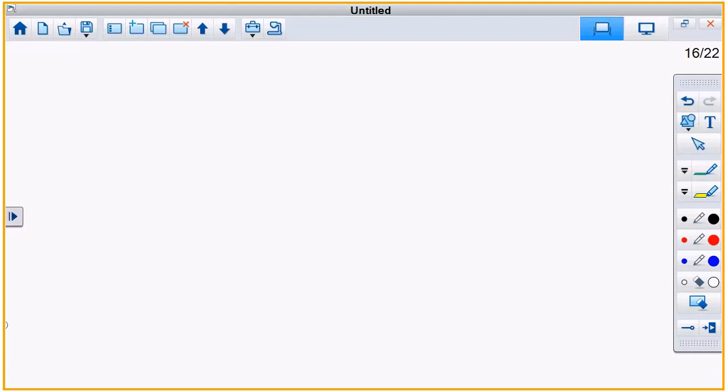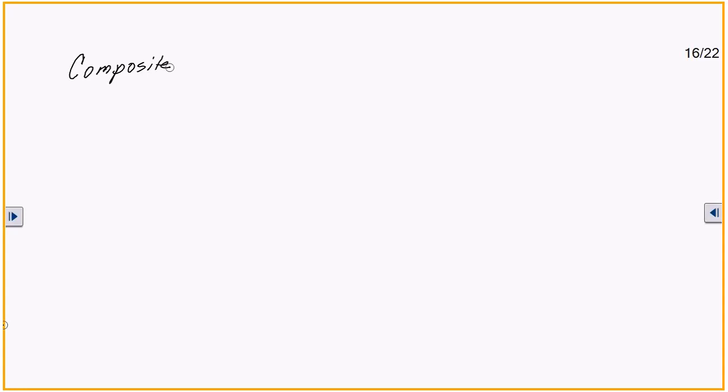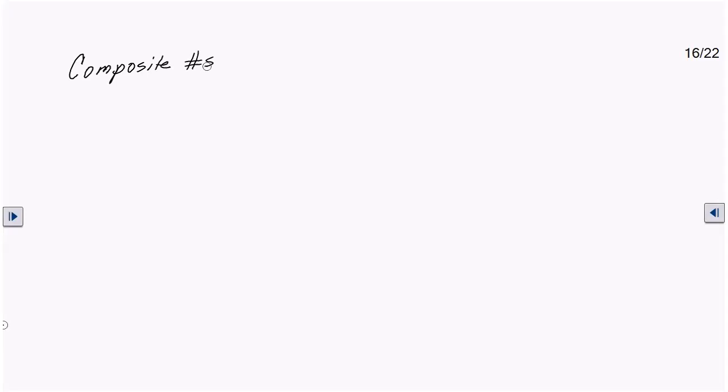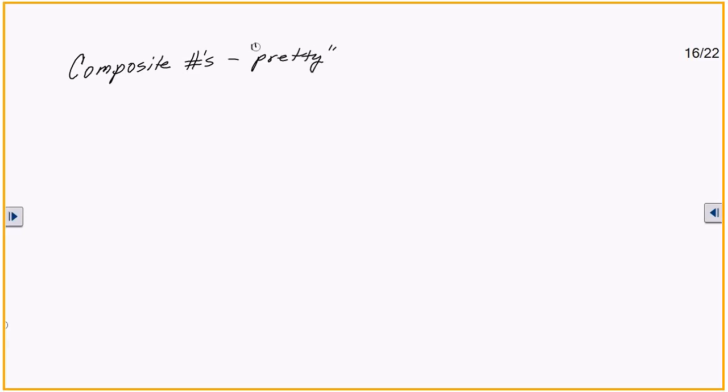First of all, what do I mean when I talk about prime and composite? Well, composite numbers are the numbers you are most familiar with, because composite numbers are what I call the pretty numbers. The pretty numbers are the numbers that are easy to deal with, and they're basically easy to divide by and multiply by. What are the composite numbers?